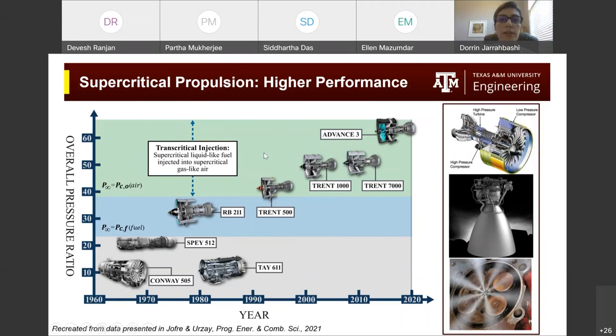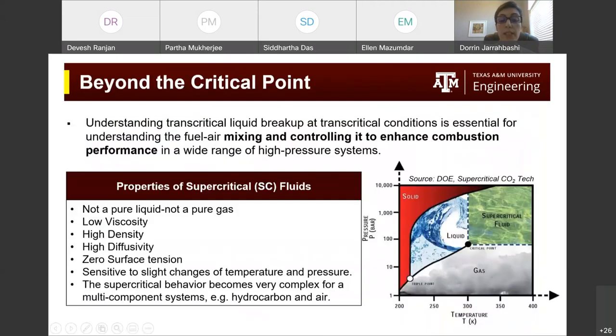60. As a result, it's very essential to understand the transcritical liquid breakup at this condition for understanding the fuel-air mixing, and using that understanding for controlling the mixing, enhancing the combustion performance, and reducing the emissions. And that would be for a wide range of high-pressure systems as well as power generation systems.